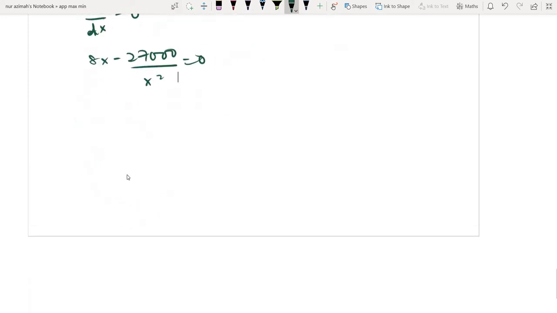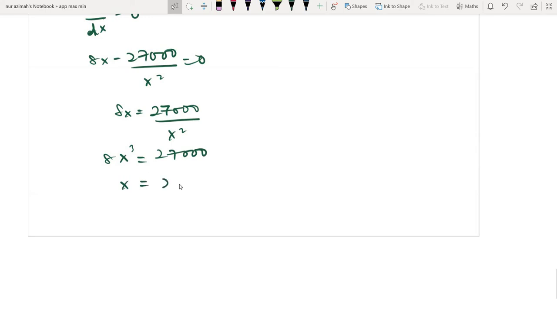So let's rearrange and solve for x. Next will be 8x equal to 27,000 over x squared. So x cubed equal to 27,000 over 8. X is equal to the cube root of 27,000 divided by 8. Let me calculate for a while. This should be x equal to 15.